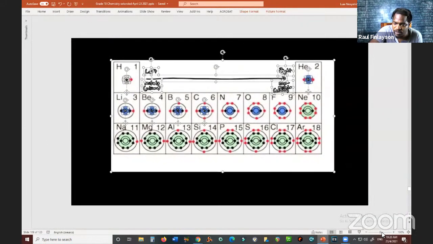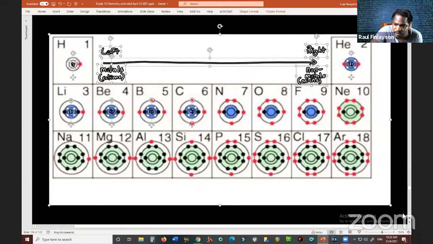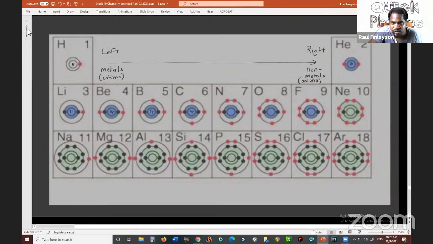I'm asking you how does that happen? That means that nobody is going through the notes, or even if you go through them, you're not looking at them properly.